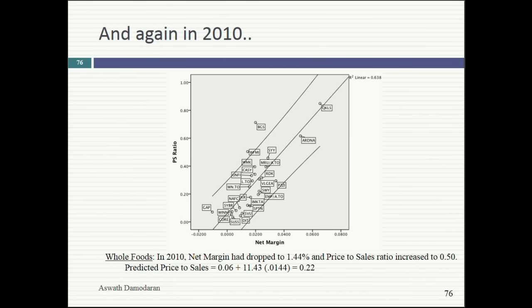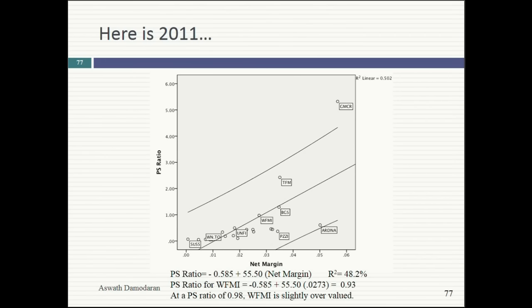Okay. Then I get to 2010. Now let's look at Whole Foods again. Gone back to being overpriced. So it went overpriced in 2007, underpriced in 2009, back to being overpriced in 2010. And we get to 2011.